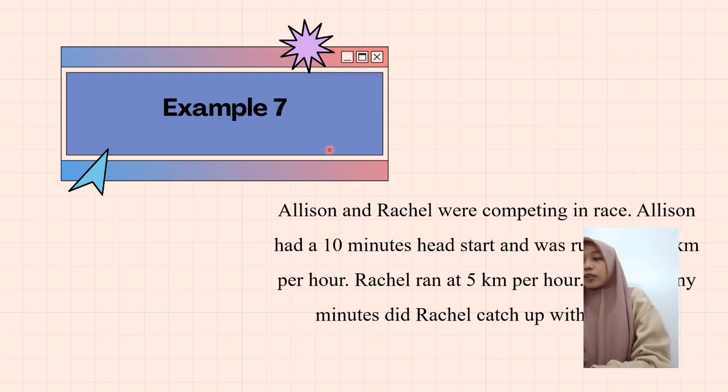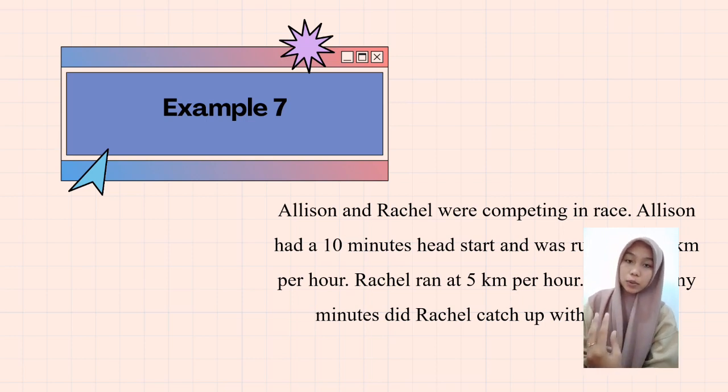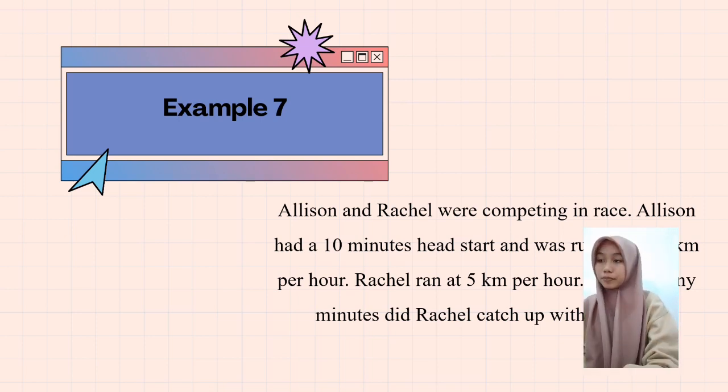This is the question from example 7. Allison and Russell were competing in a race. Allison had a 10 minute head start and was running at 3 km per hour. Russell ran at 5 km per hour. In how many minutes did Russell catch up with Allison?